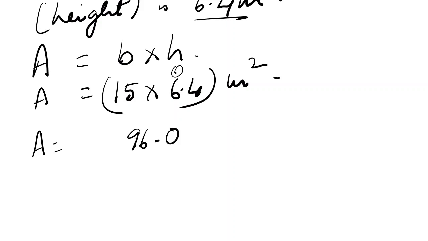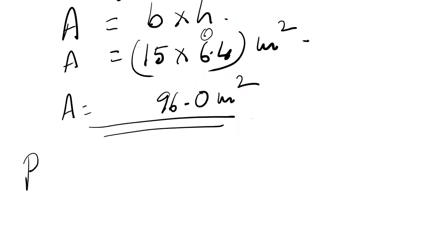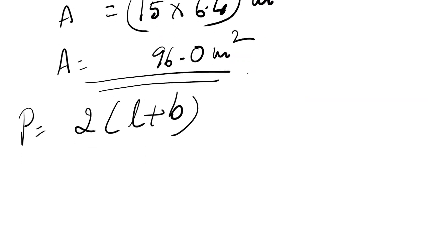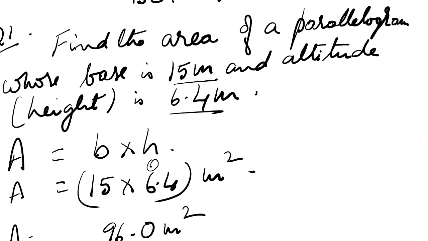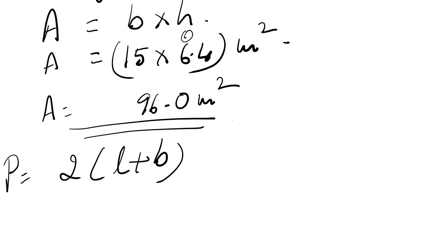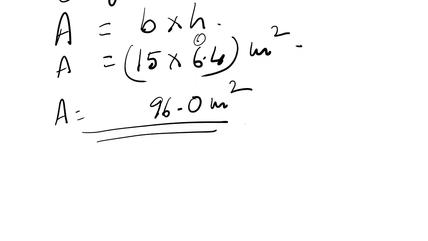So 96 meter square. Now here they haven't asked the perimeter. If they would have asked, the perimeter is similar to rectangle, 2 into length plus breadth, but here they have not given the breadth, so it will be difficult for us to find the perimeter. For perimeter we need the length and breadth. So this is the answer for this question.